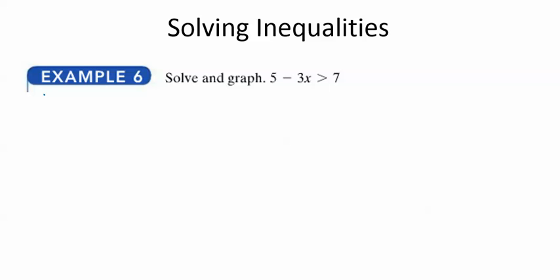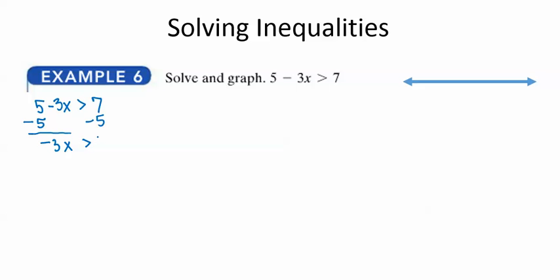So I begin with 5 minus 3x is greater than 7. I'm going to leave the x on the left side, which is the way we'd like to end up anyway, and I subtract 5 from both sides. And when I do, I end up with negative 3x is greater than 2.